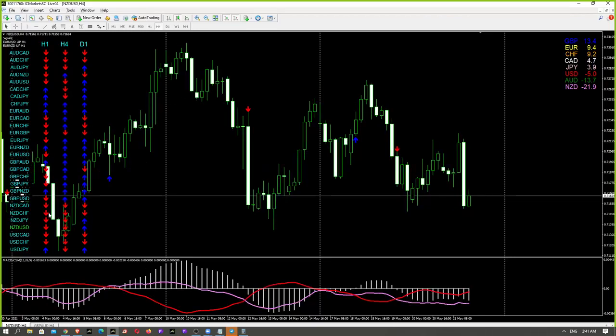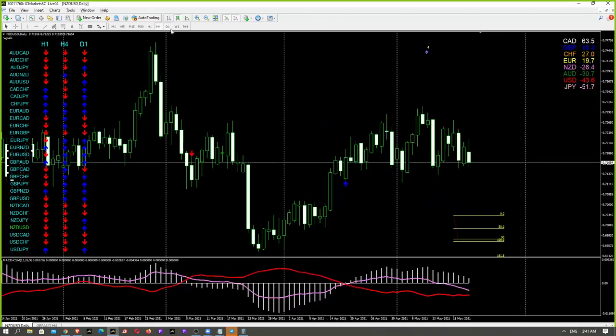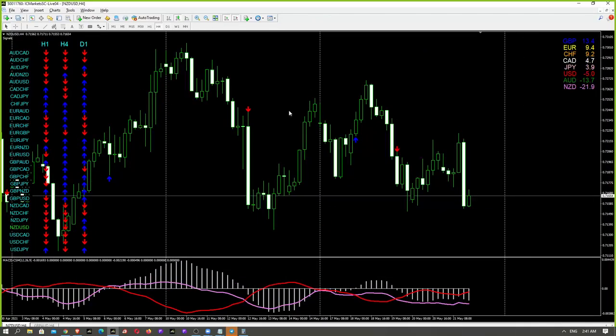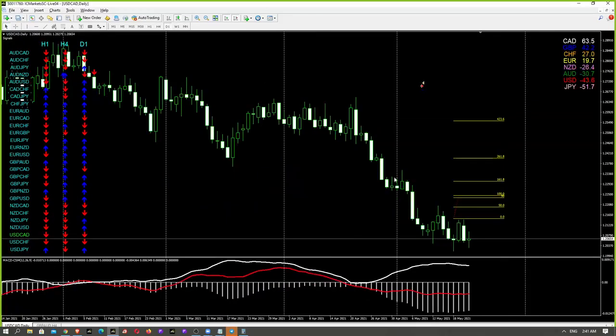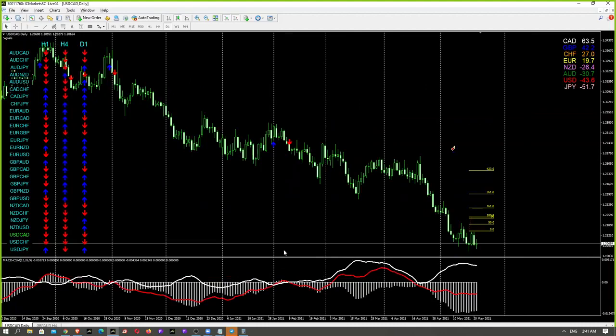On NZD USD, it's the same. As you can see, even though D1 is buy, H4 is sell, so we won't be entering NZD USD. On USD CAD, the general trend was a sell for the D1 time frame since February.